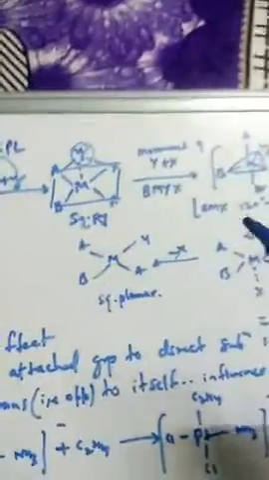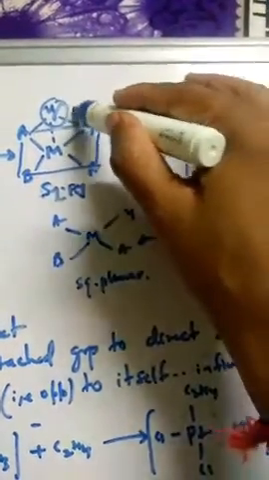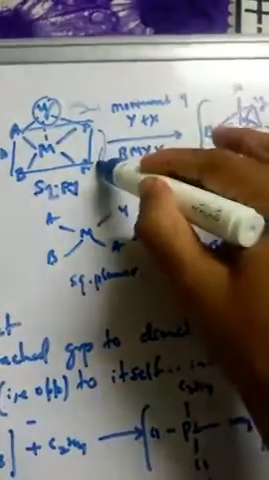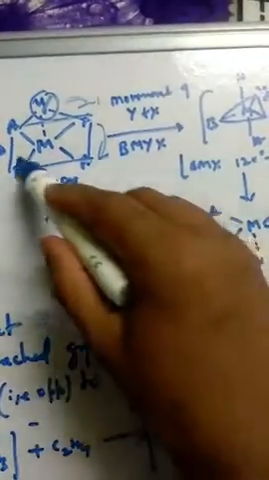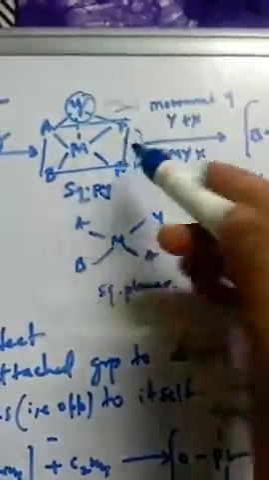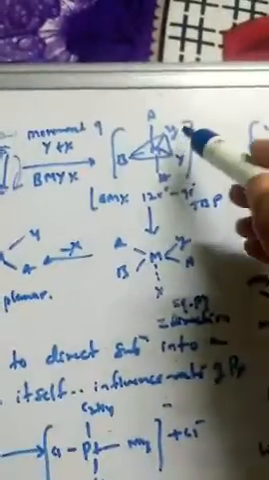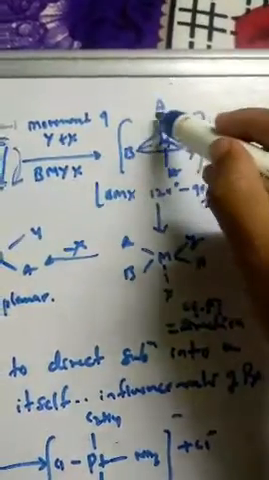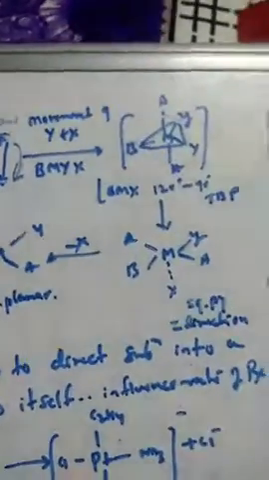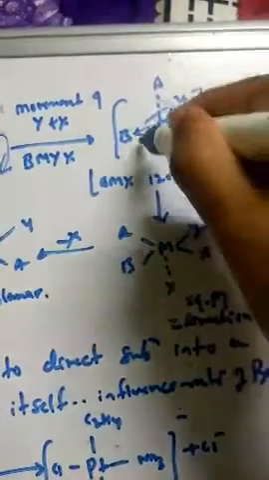Next, Y will move here like this, and X will move here like this, in the plane of B, M, Y, X. This movement of Y and X gives a more stable intermediate than the square pyramid, and that is the trigonal bipyramid intermediate.